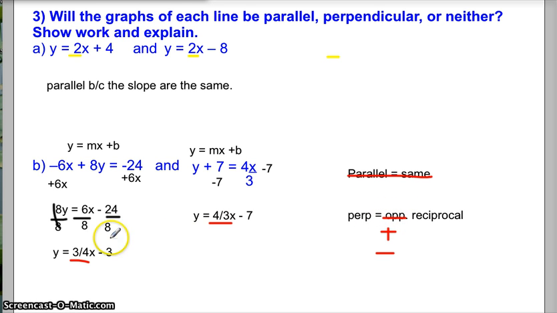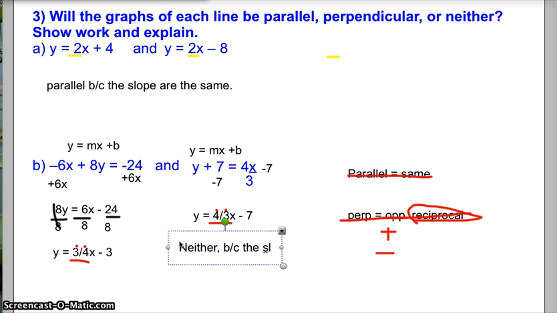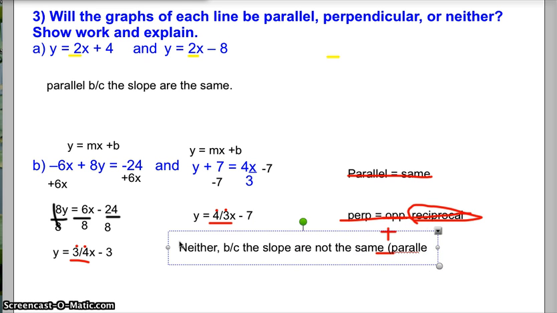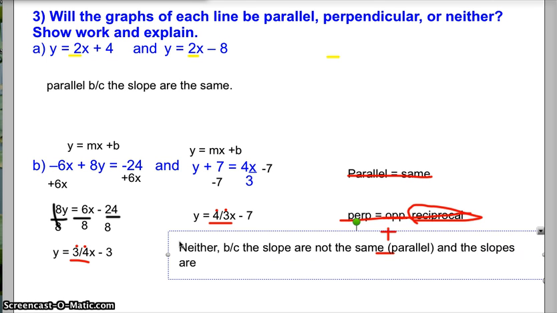They are reciprocals. In the first one, the 3 is on top and the 4 is on bottom, and in the other, the 4 is on top and the 3 is on bottom. So they are upside down, so that works, but if it doesn't fit both clauses, then it's not perpendicular. So to answer, will the graphs of each line be parallel, perpendicular, or neither? They will be neither, because the slopes are not the same, meaning they can't be parallel, and the slopes are not opposite reciprocals, so they can't be perpendicular.